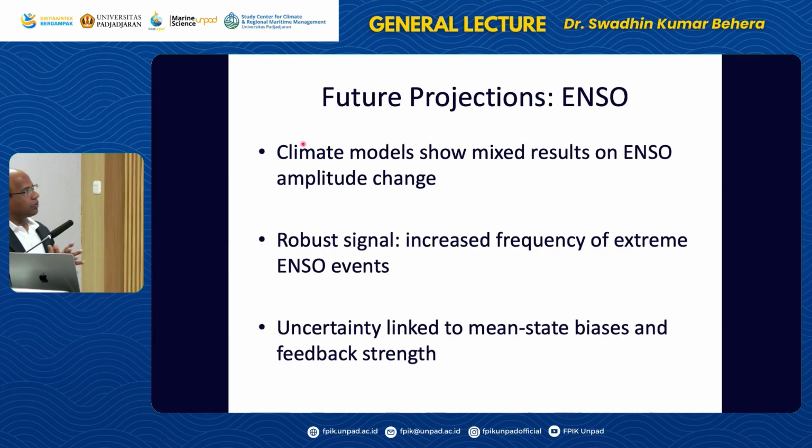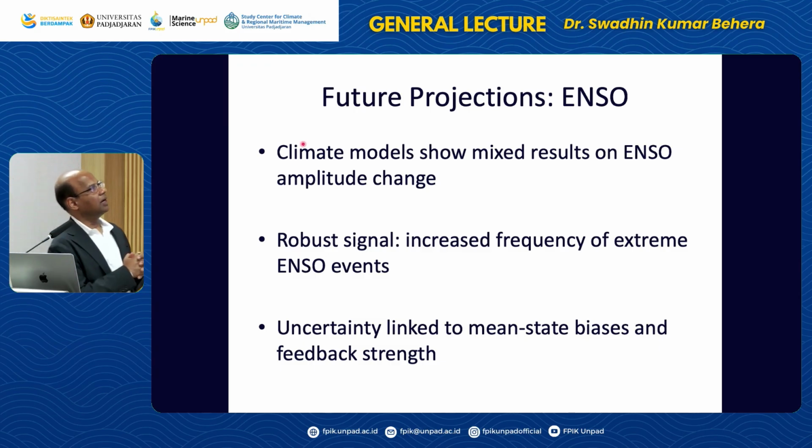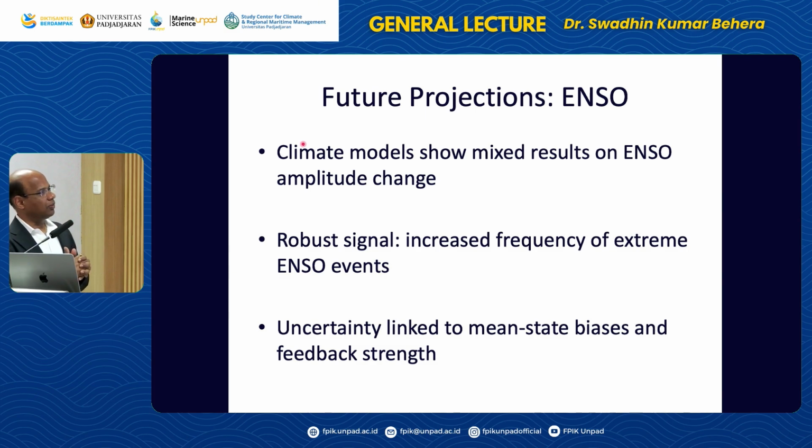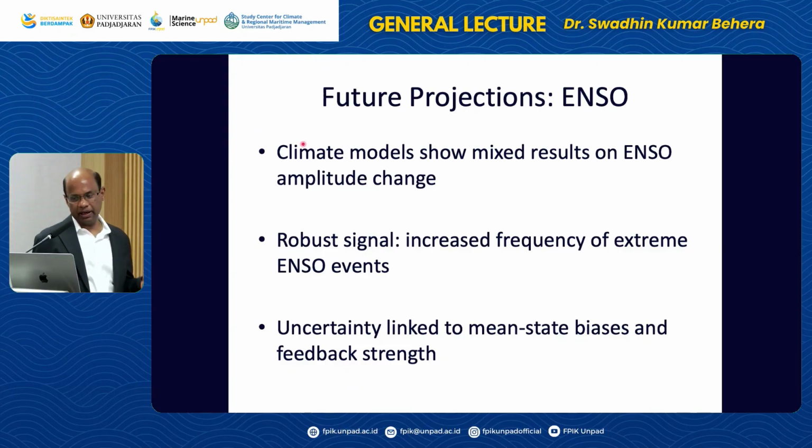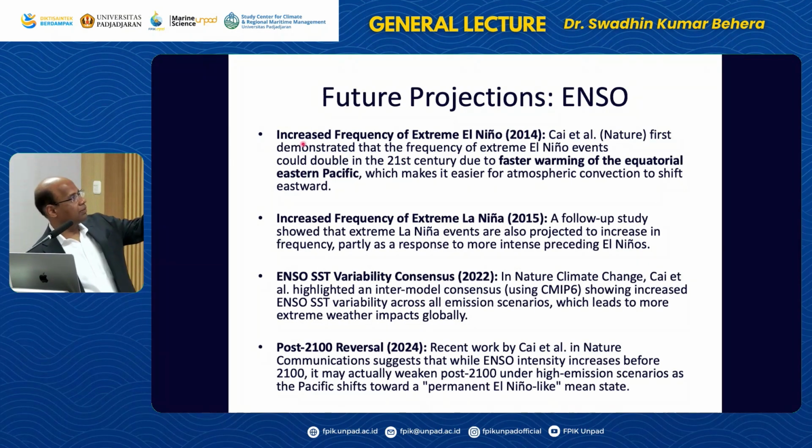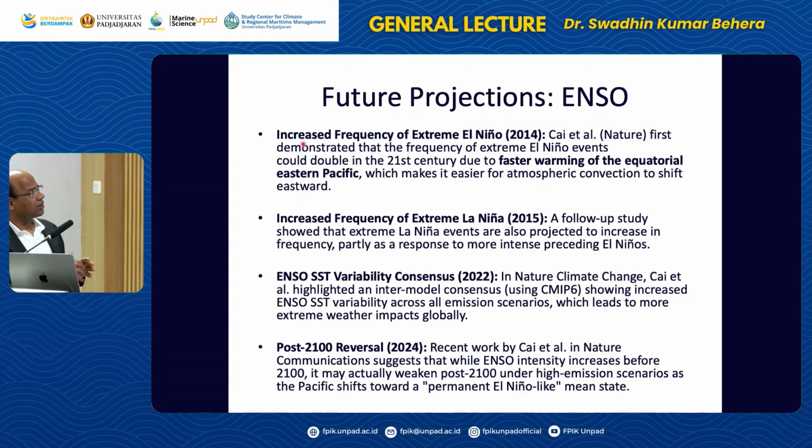What are the future projections? There are many scenarios. Some models say that we'll have more El Nino phenomena, increased frequency of El Ninos and extremes, but there are uncertainties in their feedbacks. I'll list some of the papers here. Cai et al. said in 2014 that we'll have more frequent extreme El Ninos, and that the warming will be faster in the eastern equatorial Pacific.